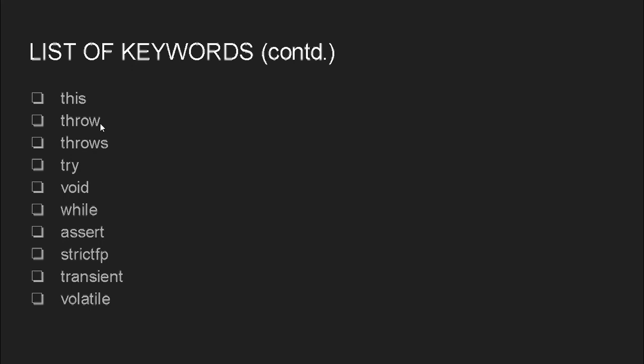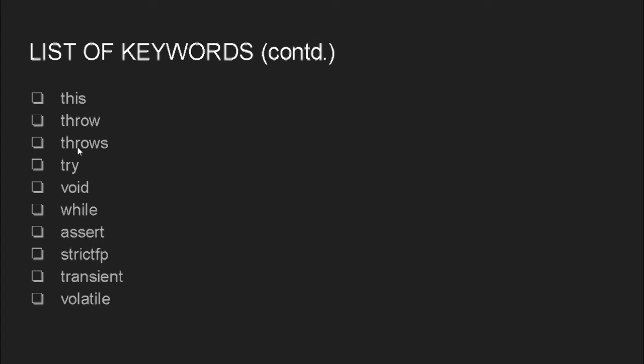Then throw. The throw keyword is used to throw a particular exception. There are different types of exceptions, and if you want to say that this exception occurred or that exception occurred, then the throw keyword is used. It is mostly used inside a method or inside a constructor.